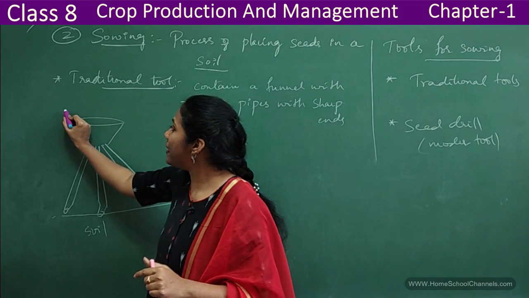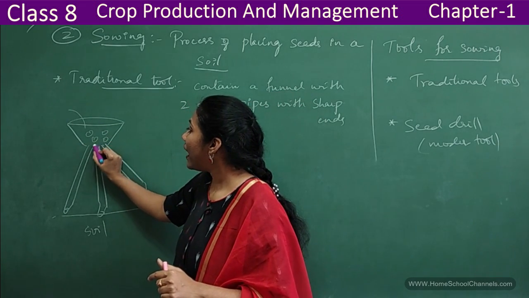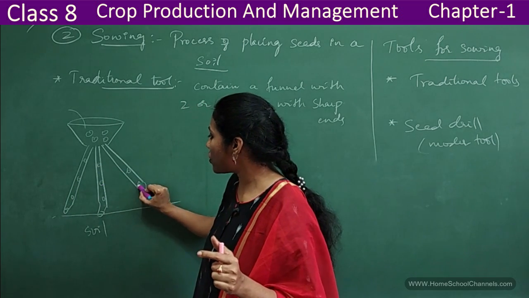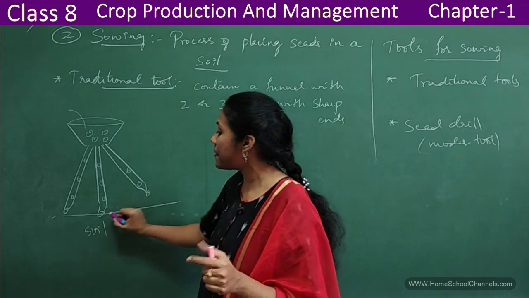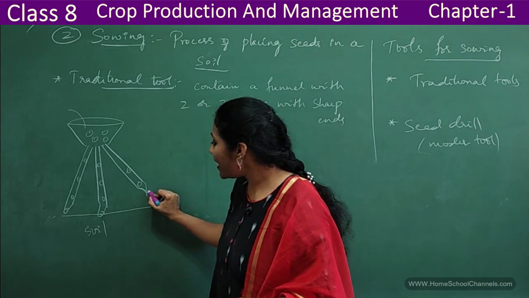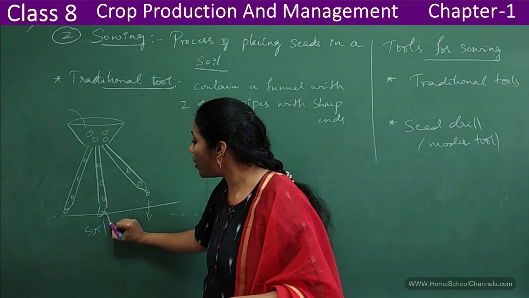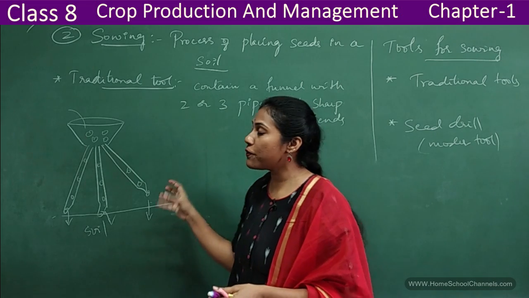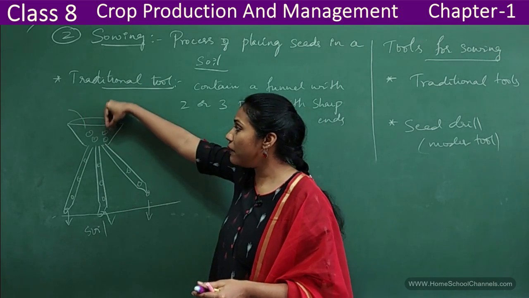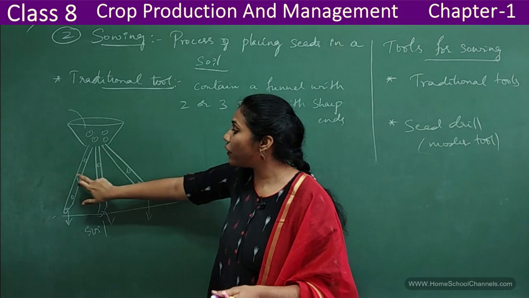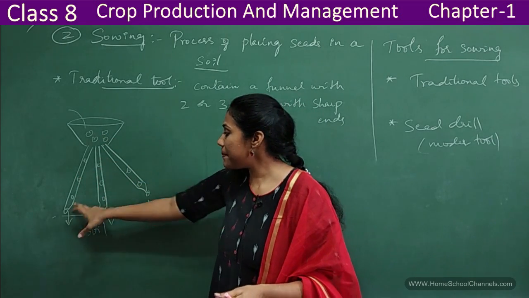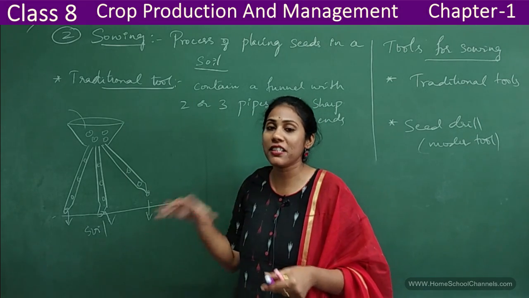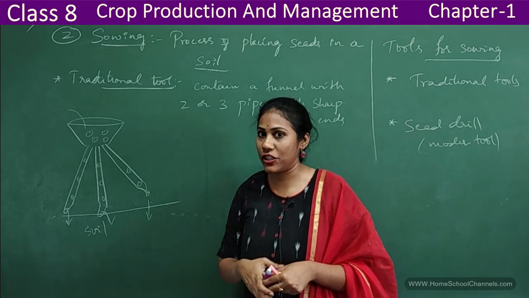Okay, so the people start adding seeds into the funnel, and these seeds would go through these long pipe-like structures, and the ends of the pipes are in the soil. So through these pipes the seeds are going into the soil. Okay, so this is the traditional tool that we will use for sowing. It will have a funnel. Into the funnel we will leave the seeds, and the seeds will go to the pipes, and through the pipes they are entering the soil. Okay, so a very traditional method. Even now this method is used in various parts of India actually, right?